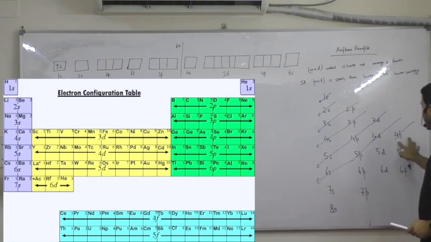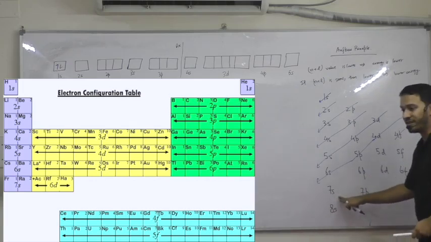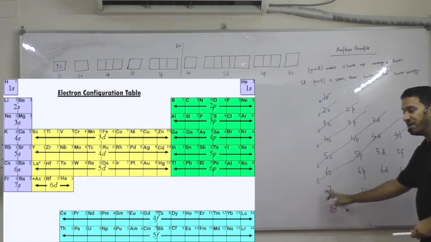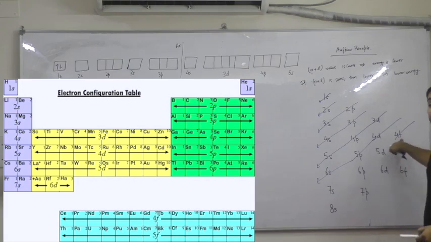4f. The n plus l value is how much? 4 plus 3, 7. 5 plus 2, 7. 6 plus 1, 7. 7 plus 0, 7. They all have n plus l value 7, but the lowest n will be lowest in energy. What do we have after 6s? After 6s, we will have 4f.